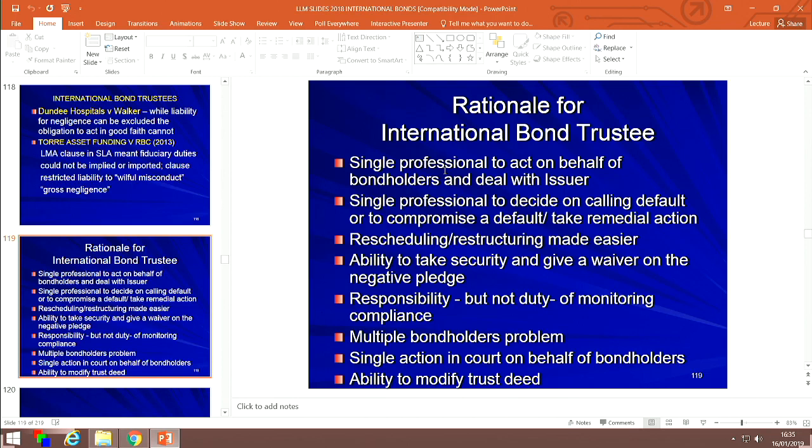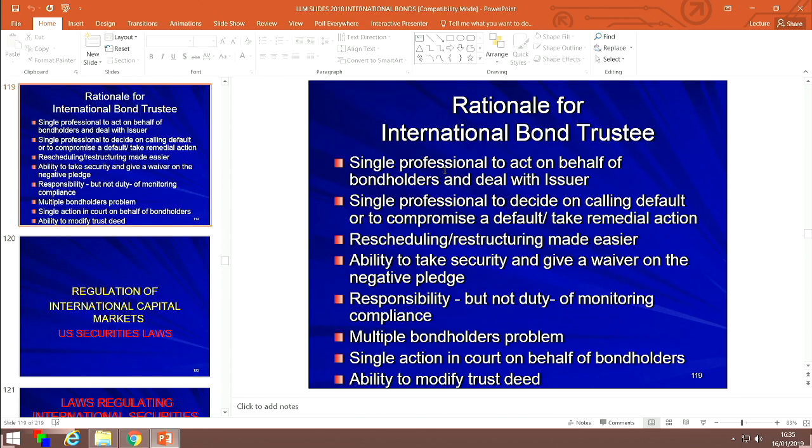So therefore, there are a huge number of advantages of appointing a trustee. And as I said, the real reason why more bond issues are not subject to a trust deed is simply the unfamiliarity of the bond investor market with this odd common law thing called a trustee. That's the reason for it. Otherwise, most law firms would say, I think it would be a good idea to appoint a trustee.